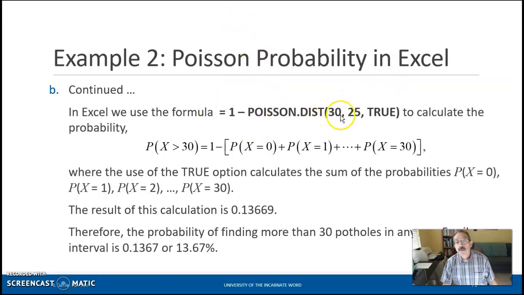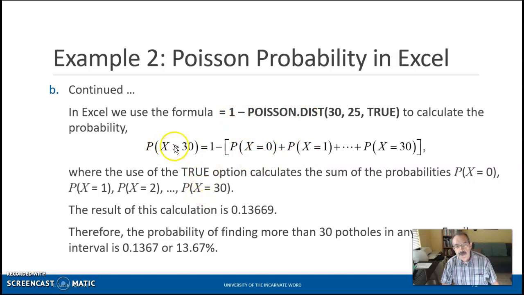30 is the value of the random variable that we're interested in finding out. 25 is the value of lambda. In this case, it's 5 times lambda, which is 25. And true is an instruction telling Excel to calculate the cumulative probability from 0 to 30. So this true ensures that this part is calculated. And so, of course, we're doing 1 minus that. That will give us the probability that we want.